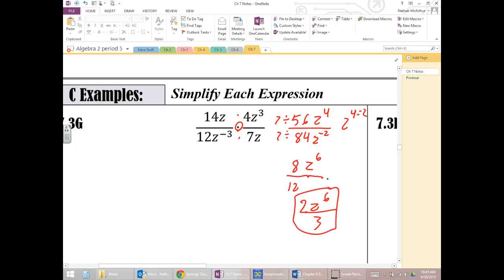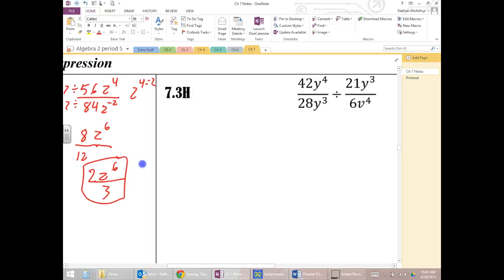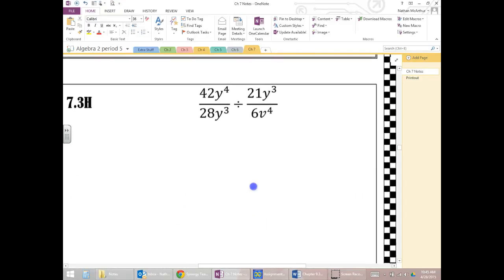Anybody want to check me out with a calculator? See if I did it wrong or right, whatever works. I have no idea. So, any questions on that example? Okay, let's get into multiple variables.